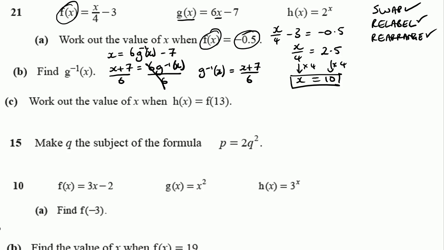So for the next question, it asks me to work out the value of x when h of x equals f of 13. Well, h of x is 2 to the power of x. f of 13 is 13 over 4 minus 3. And I can tidy all this up to say 2 to the power of x equals 13 over 4 minus 3, which can be worked out. 13 divided by 4 minus 3 gives me 1/4.